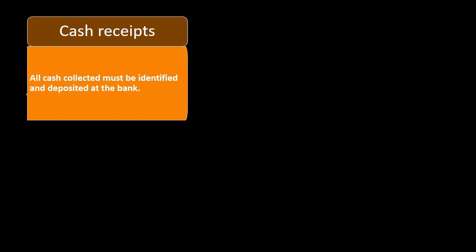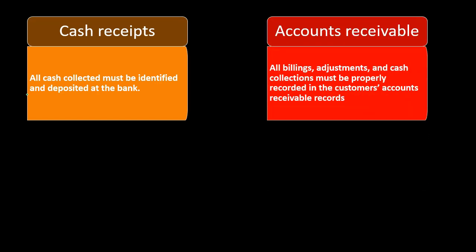So when we have the cash receipts, one of the things that we'll be considering when we go through this process in more detail is, of course, that we got the cash receipts and they should be depositing those into the bank, hopefully very regularly, like daily. Accounts receivable: all billings, adjustments, and cash collections must be properly recorded in the customer's accounts receivable records. We want to make sure that the accounts receivable is tracking by customer so that we can determine how much is owed to the organization by customer.